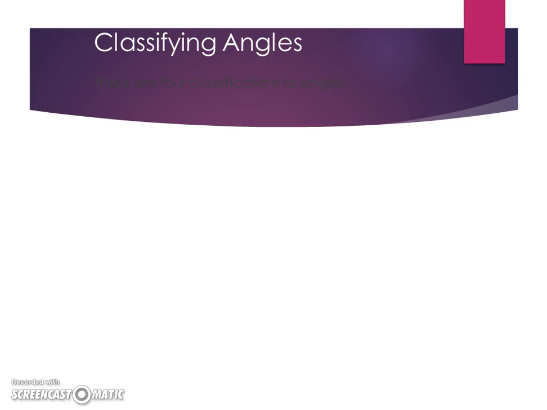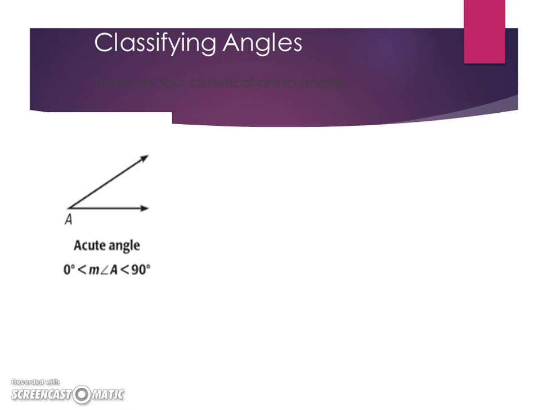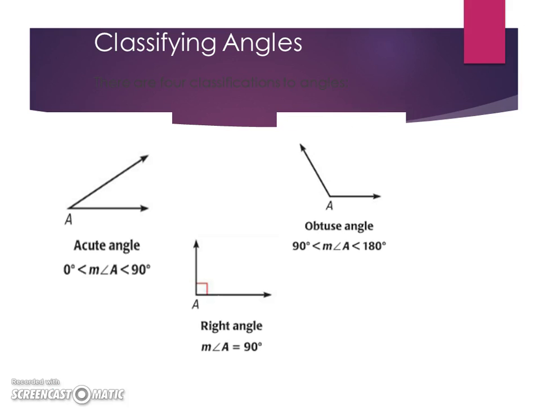There are types of angles. So to classify them, we have the acute angle, which is an angle that's greater than 0 but less than 90. We have a right angle, which is exactly 90. An obtuse angle, which is greater than 90 but less than 180. And then you have the straight angle, which actually forms a line, which is exactly 180 degrees.